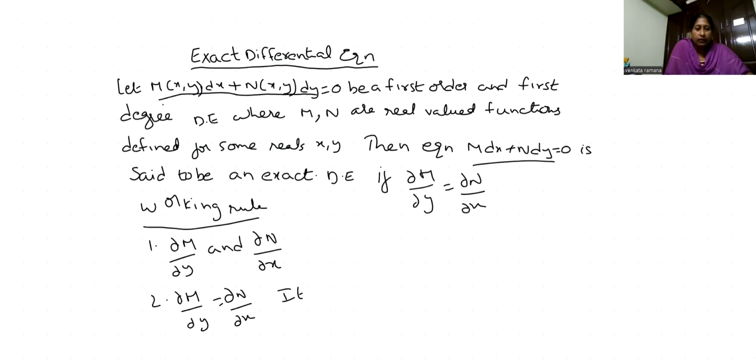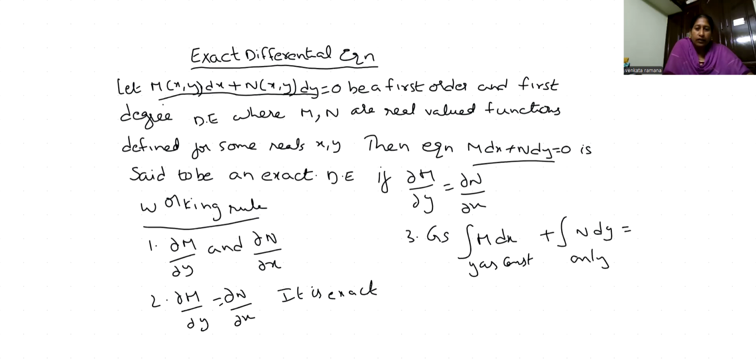Then we have to find the solution for this exact differential equation. The solution is the integral of M dx, treating y as a constant, plus the integral of N dy, taking only the terms that contain only y. Finally, when the integration is completed, we have to keep the integration constant. This is the general solution for an exact differential equation.